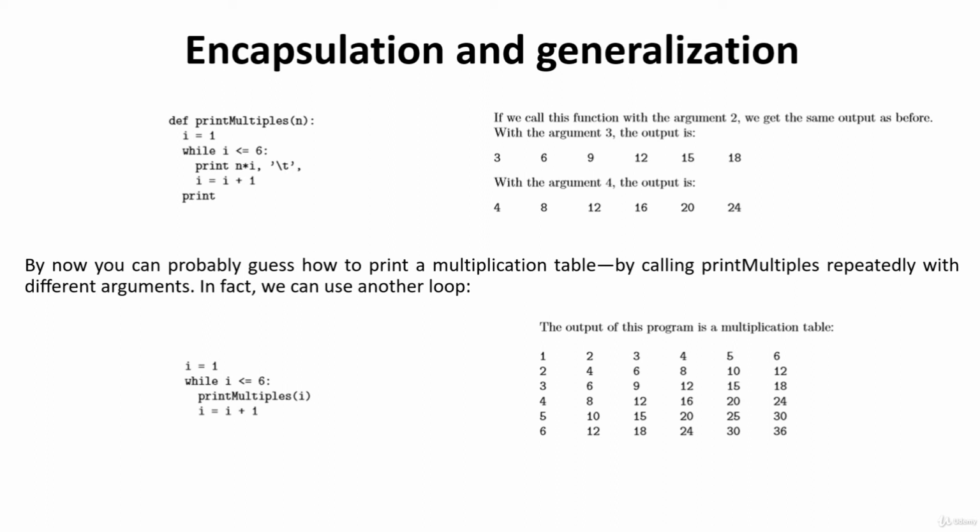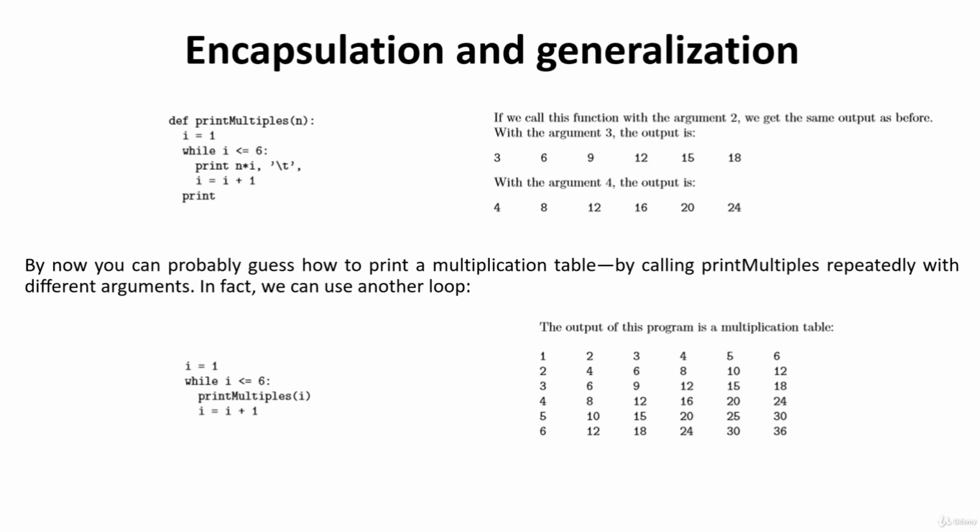This function encapsulates the previous loop and generalizes it to print multiples of n. And this looks like this. To encapsulate, all we had to do was add the first line, which declares the name of the function and the parameter list. To generalize, all we had to do was replace the value 2 with the parameter n.